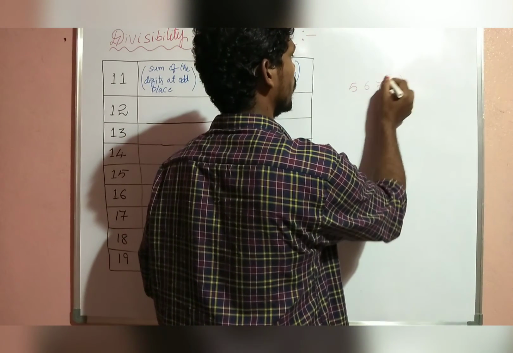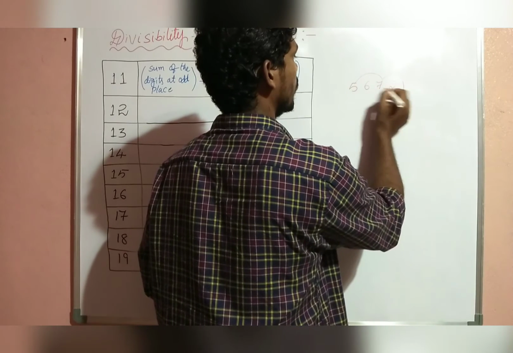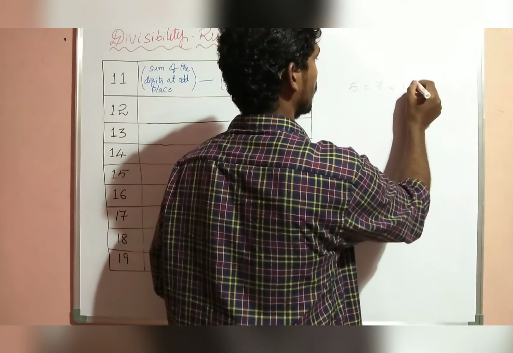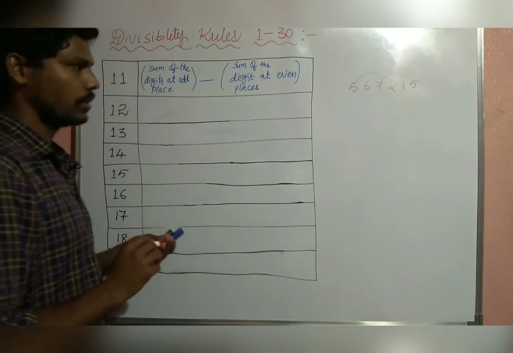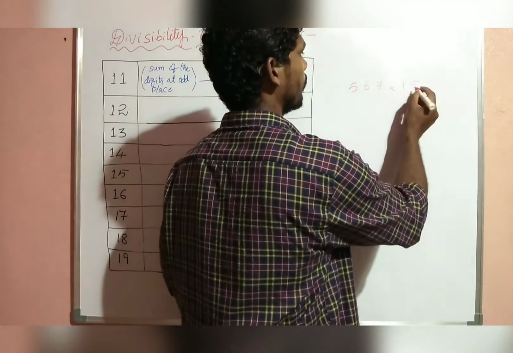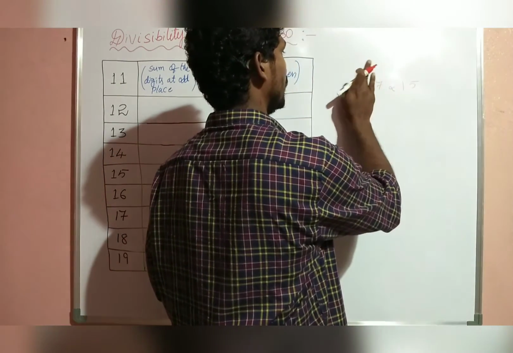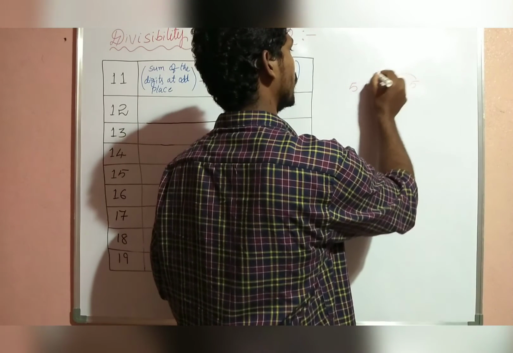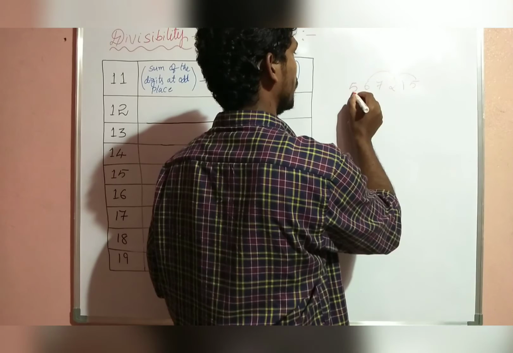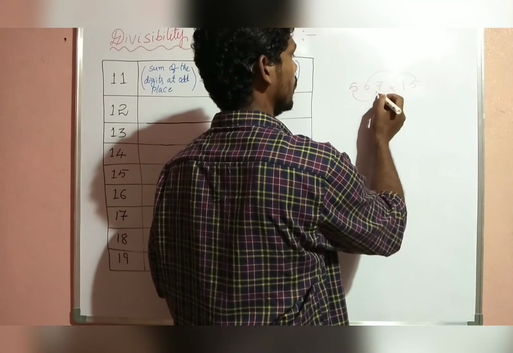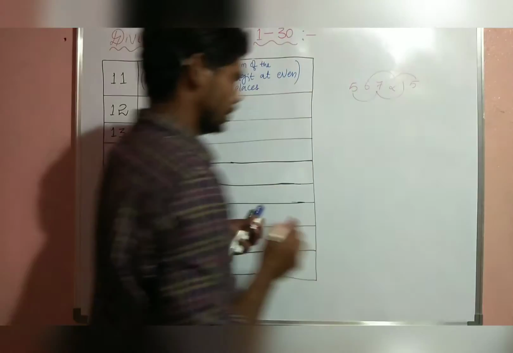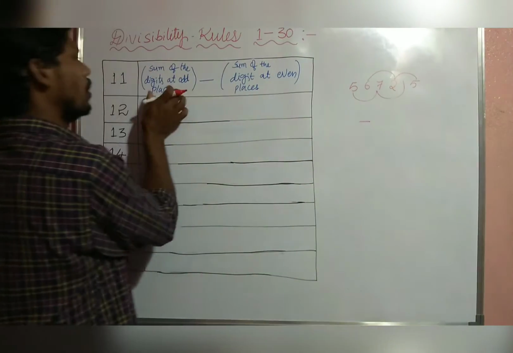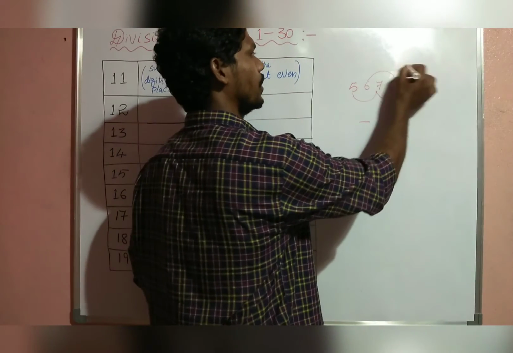From right, 8, 13. 6 plus 2 is 8, 8. Here 5. Sum of the odd places: 5 plus 2 is 7, 7 plus 6 is 13. 5 plus 7 is 12, 12 plus 1 is 13. That is the sum of the odd places of the digits, odd places from the right.